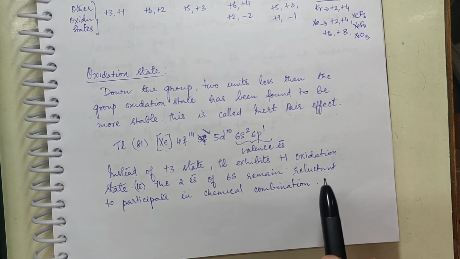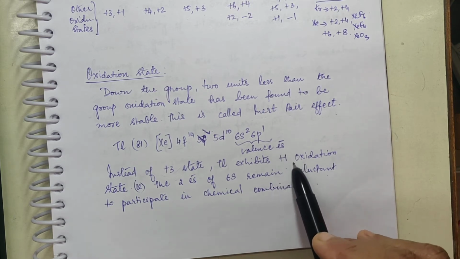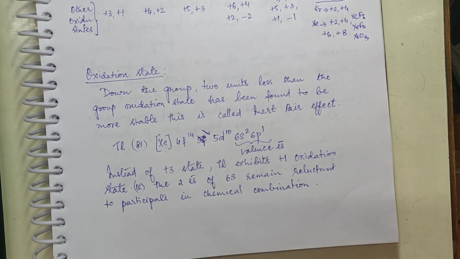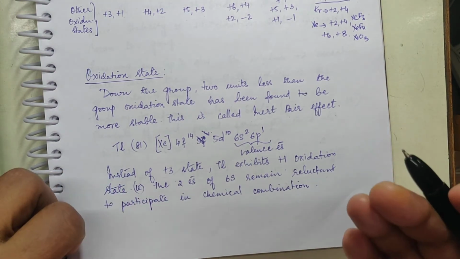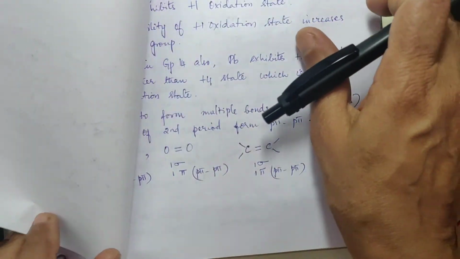Among the group 13 elements, the last element, that is thallium, will exhibit +1 oxidation state, which is much more stable than +3. Right? Now what is the reason behind it? Let us see that. Why is it showing 2 units less than the group valency? Why is it not showing +3? That is what we are going to see now.